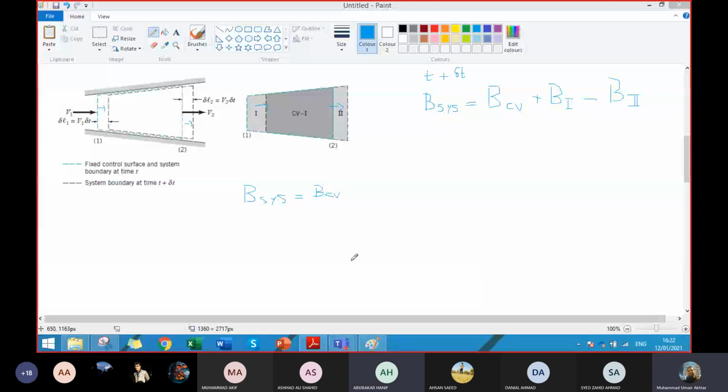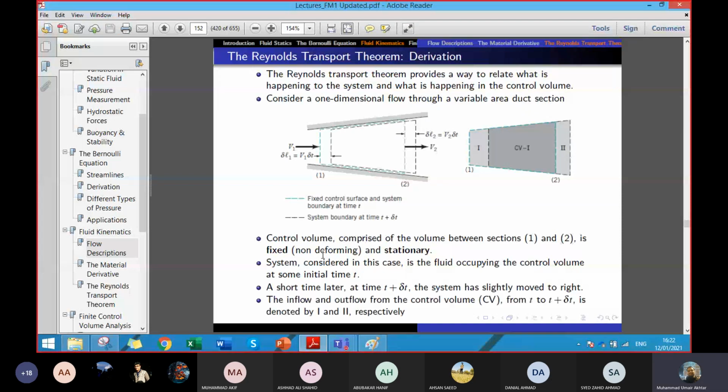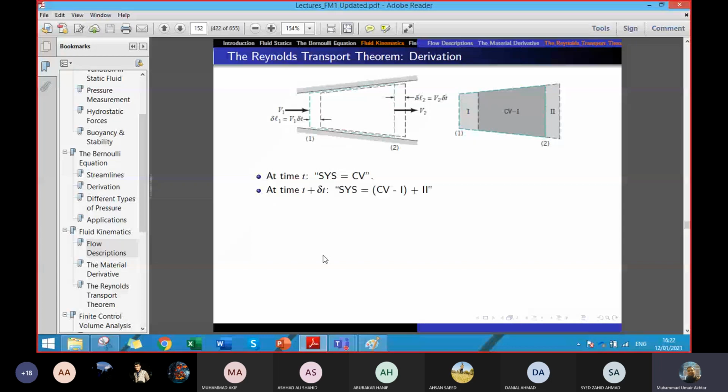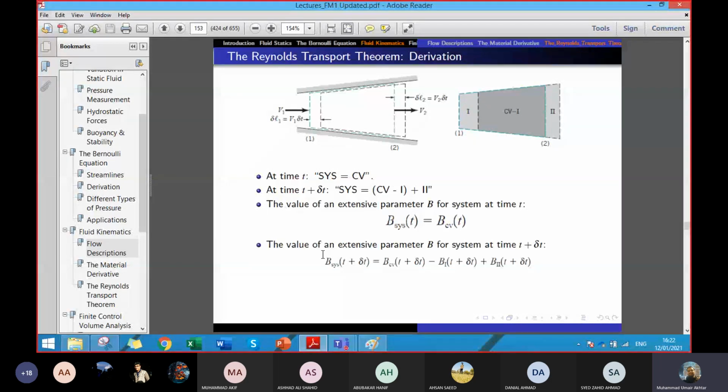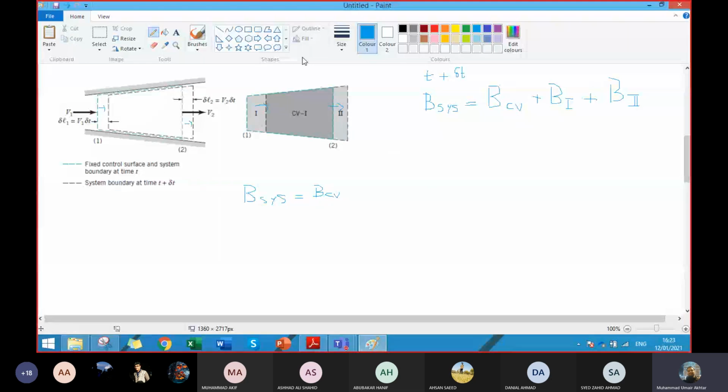So if it is clear, at the initial time it is B system equals B control volume, and at time t plus delta t, it is B control volume at t plus delta t, minus B1, which is the mass entering the system, plus B2, that is the mass leaving the system. Clear? Now I have reversed the signs. Yes, this is my plus and this is minus. B1 is the amount entering and B2 is the amount leaving.